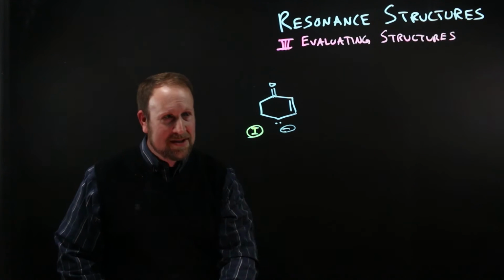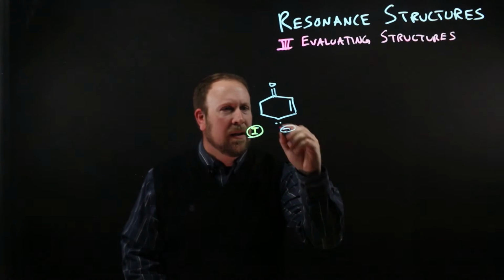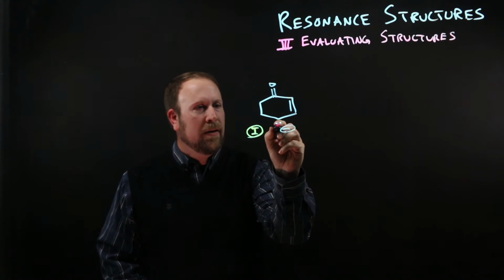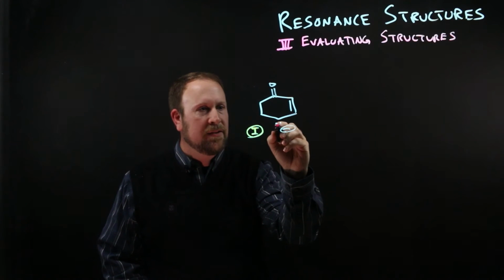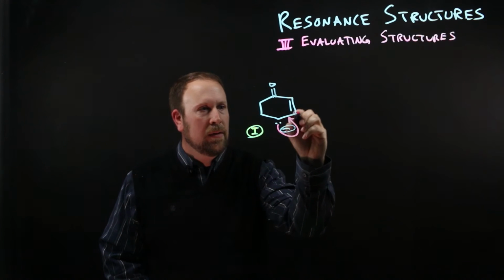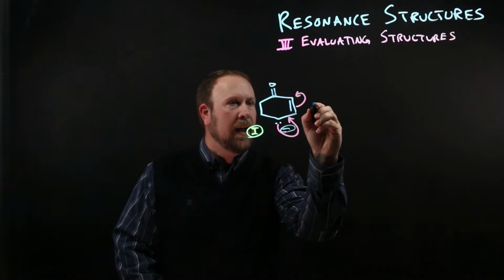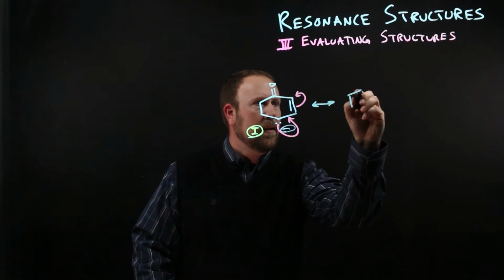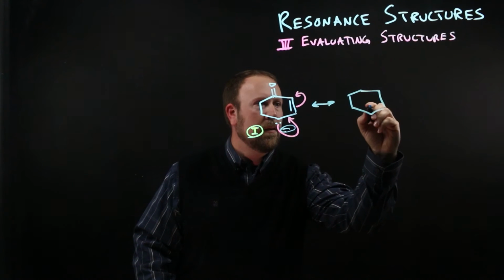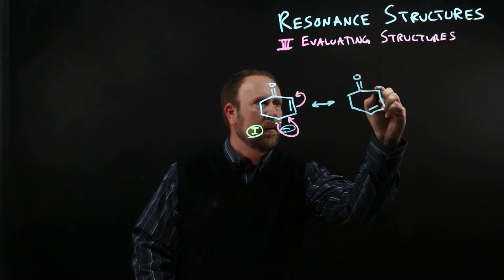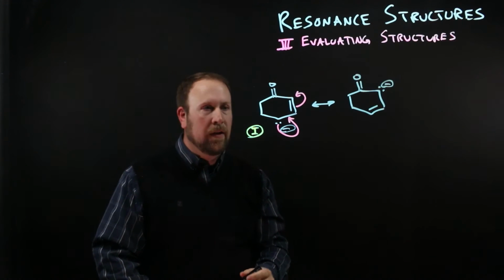All right, so let's take a look at what we have. So we can take our lone pair here with our negative charge and push it towards the pi system like we talked about before. And that pushes another lone pair onto that carbon. That's one more valid resonance structure.